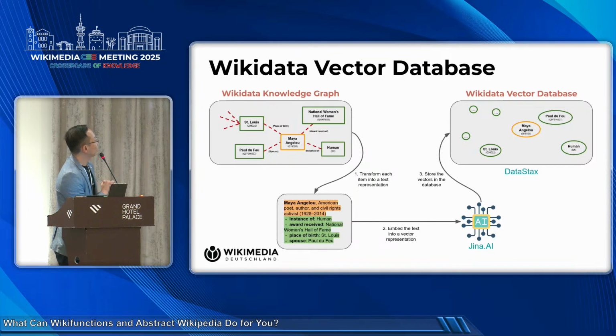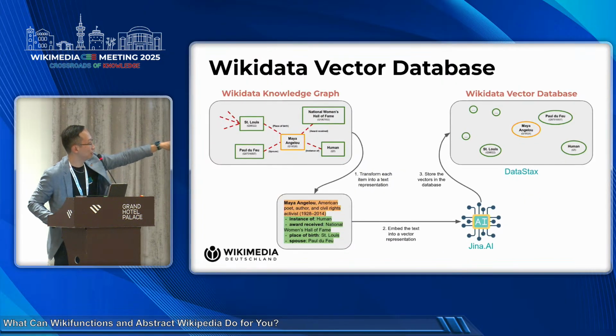So in this example here, you see it transforms each item into a text representation, right? And then it embeds the text into a vector representation and then stores the vectors into the database. You see Jina AI and DataStax, these are the partners that we are working with to build this vector database.